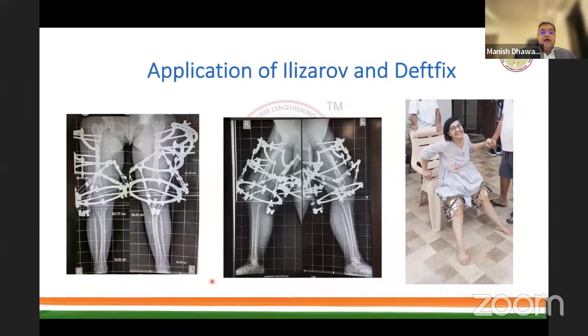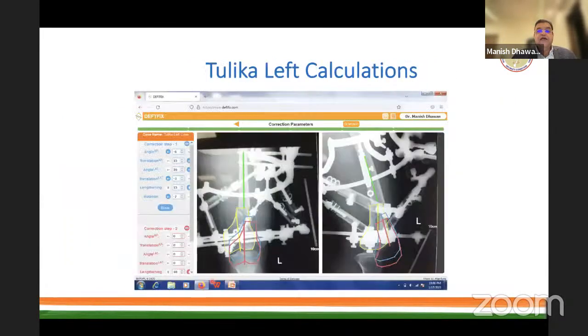So I did DefFix on both sides at one sitting because the patient works in the USA and she was not ready for one at a time because of the time constraint. So I had to apply DefFix on both sides, which is sometimes very uncomfortable, having Ilizarov on both femurs. But she had a lot of courage and a lot of patience. So I did it. This is the correction which is happening.